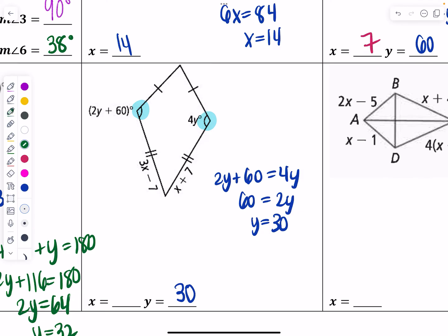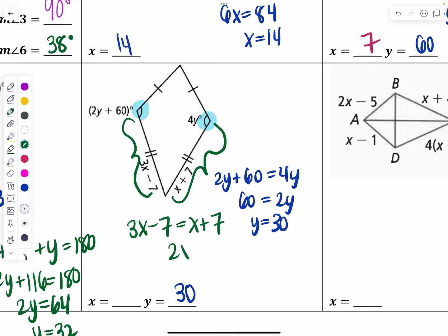And then x is pointing to this side length. Who is that congruent to? That's going to be congruent to this longer side length as well. So then 3x minus 7 is going to be equal to x plus 7. I'm going to get my variables on the same side and solve for x. So x must be 7. If this is a kite, then the properties of a kite say that those two sides are going to be congruent to each other.